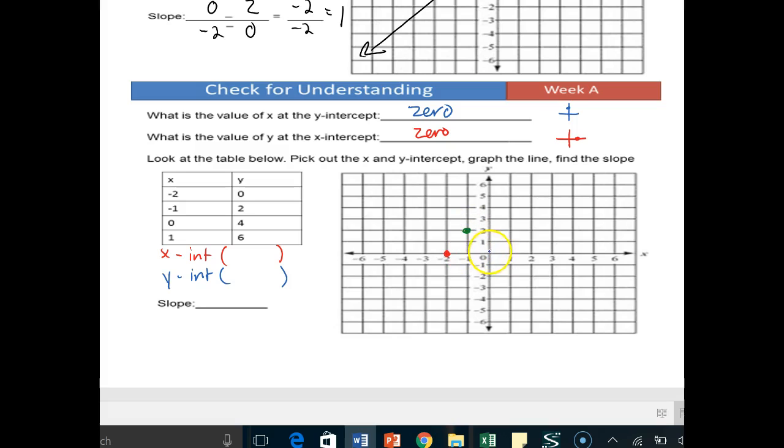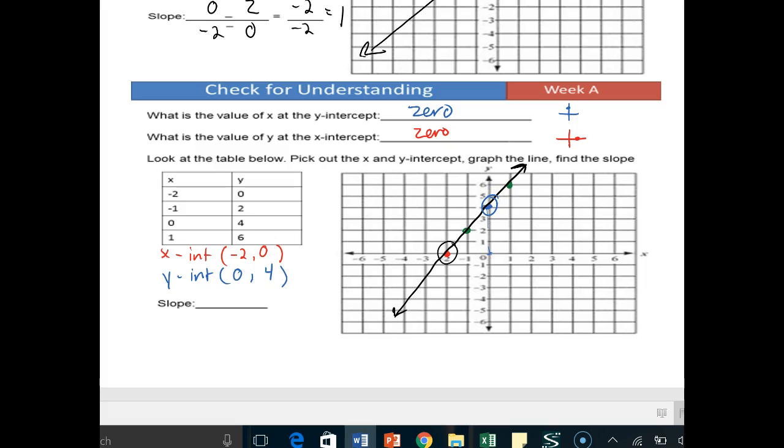(0, 4), so move left or right 0, up 4, that's right there. And (1, 6), move right 1, up 6. Right, and so now we connect this, and hopefully the color coding kind of gives it away. The x-intercept is where it crosses the x-axis, that's at (-2, 0). And the y-intercept, where it crosses the y-axis, is at (0, 4).